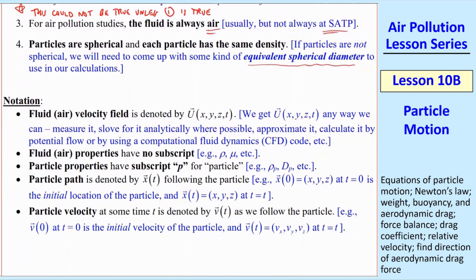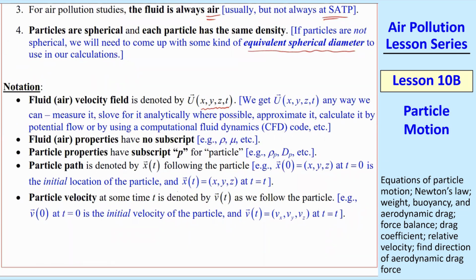Now a little bit about notation. The air velocity field is always denoted by capital U, in general, a function of x, y, z, and t. We get U any way we can. Measure it, solve for it analytically, approximate it, calculate it by potential flow, use CFD, whatever. We get capital U as a function of x, y, z, and t. The air properties have no subscripts. Dynamic viscosity is mu, density is rho. When there's no subscript, that's for the air. Properties that have a subscript P are for the particle. So these are all for the particle, rho p, dp, etc. Obviously, there's no mu p for a particle.